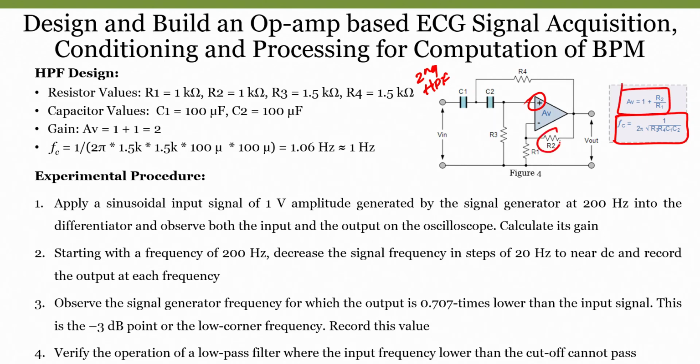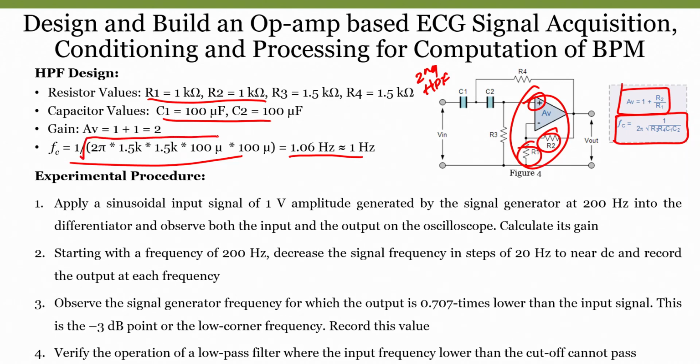The values of resistors R2 and R1 that we choose decide the complete gain of the system. In this case we require a cutoff frequency close to either 0.5 hertz or 1 hertz. So we have chosen resistor values as well as capacitance values so that when we calculate the cutoff frequency we get 1 hertz. But how do we calculate it? Sorry, there is a mistake in the formula.